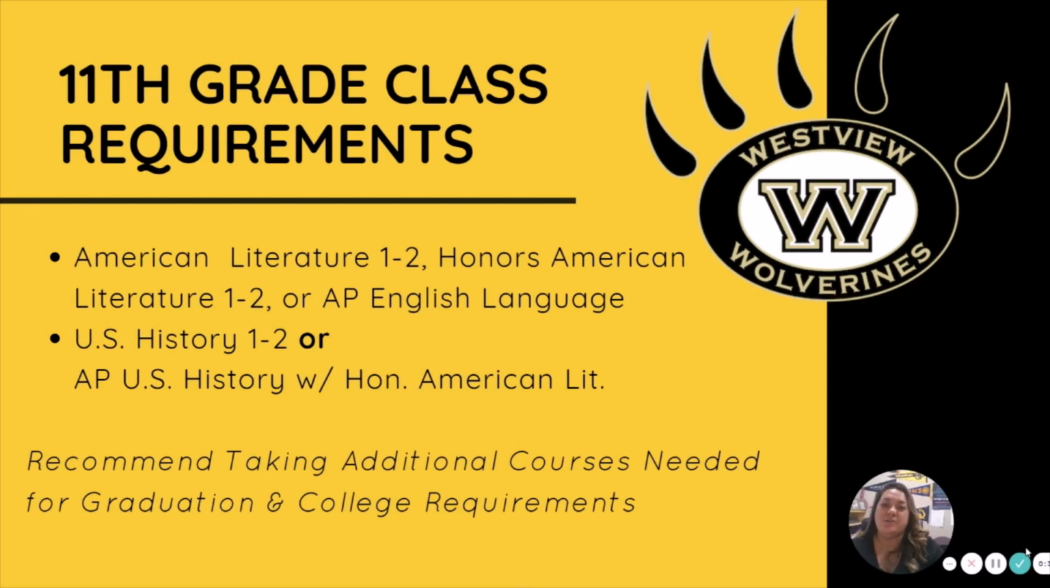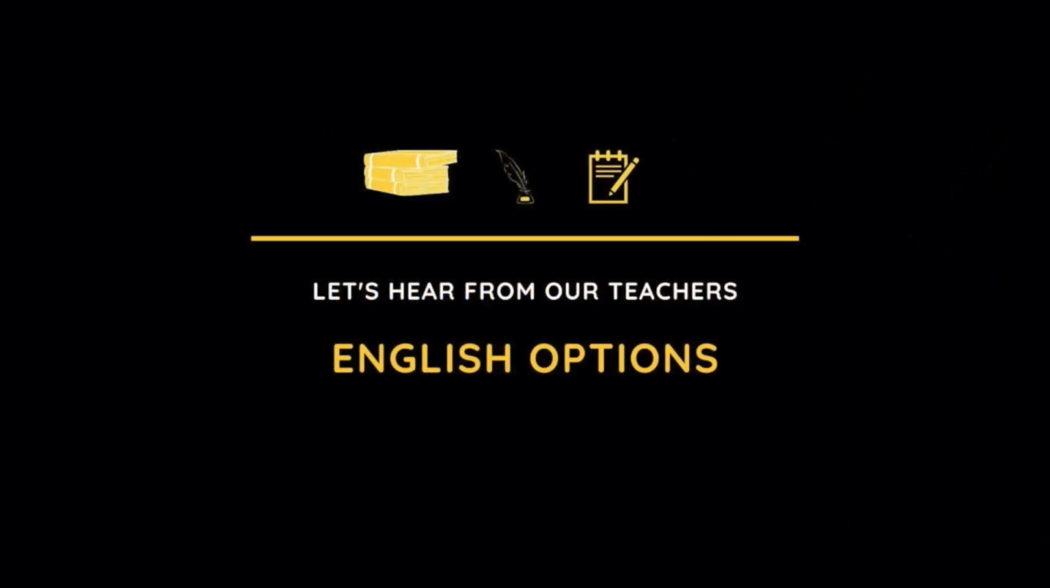In selecting courses for 11th grade, it's important for you to know which classes you must take. All students must take an English class in 11th grade. This can be either American Literature, Honors American Literature, or AP English Language. In addition to your English class, you must also take U.S. History or AP U.S. History, which is linked with Honors American Literature. We also recommend that you look at your course history and credit status and take any additional courses needed for graduation and your college requirements. Now let's hear from some of your teachers.